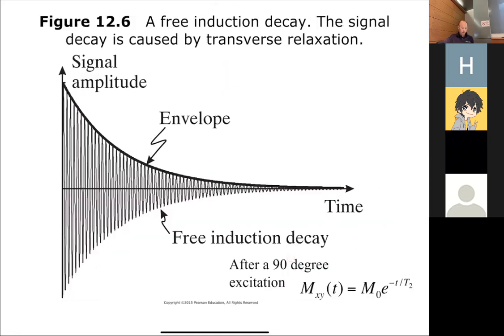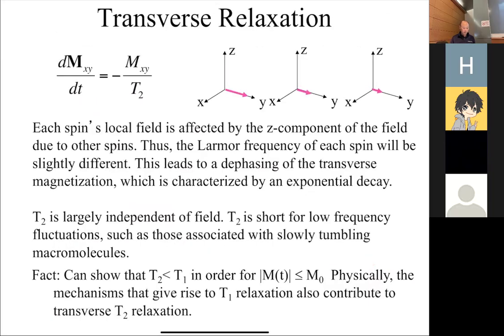So this is the free induction decay that you saw. This envelope here is what's decaying with e to the minus t over T2. Question? Oh, yeah. We will get to that later.